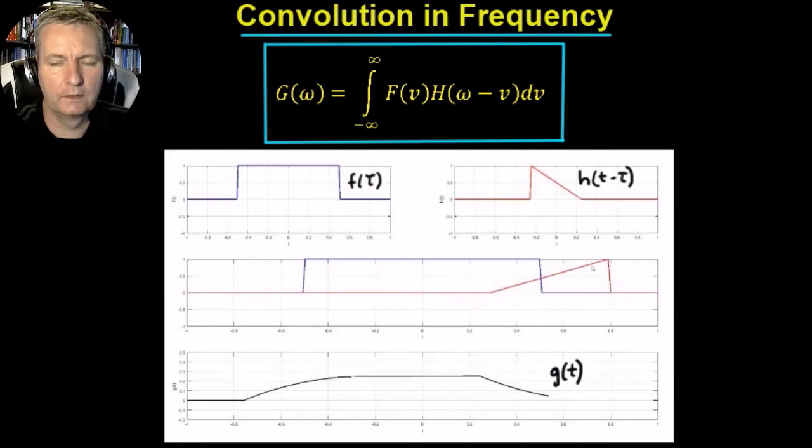So we can also write an equivalent form of convolution in the frequency domain. We can write our g of omega is equal to the integral from minus infinity to infinity of some function f of v times h of omega minus v, dv. So it's the same setup as in the time domain, but these components here are frequency components.